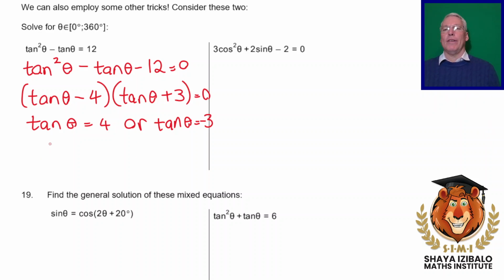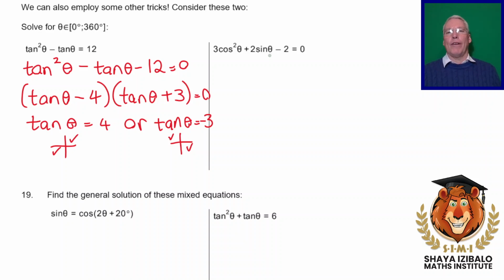And now both of these are just vanilla flavored trig equations. We're not actually going to continue this, right? But we would find our key angle. Remember, we don't put the negative values in, okay? And then these ones, the answers are going to be in quadrants 1 and 4. So 1 and 3. And this one in 2 and 4 because tan's negative.